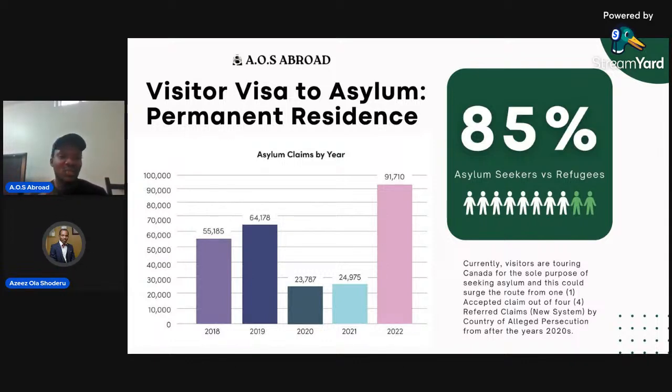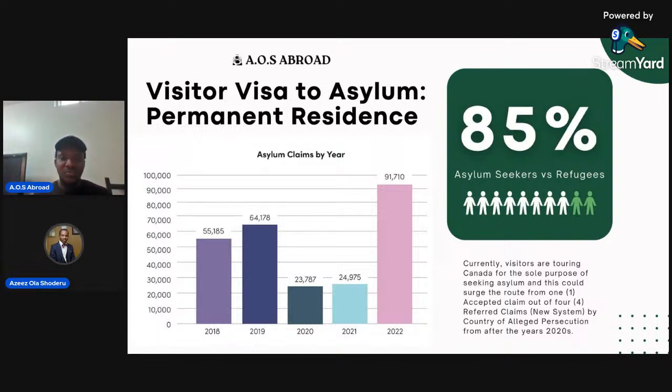As you can see, based on the statistics that we have, 55,000 plus people sought asylum in 2018, 64,000 plus in 2019, and 23,000 in 2020, maybe because of the corona period. 24,000 plus also sought asylum in 2021, I think due to the post-COVID time. But after that there was a kind of balance, and we now had 91,000 people seeking asylum in 2022, and even 2023, I believe, is more than that.